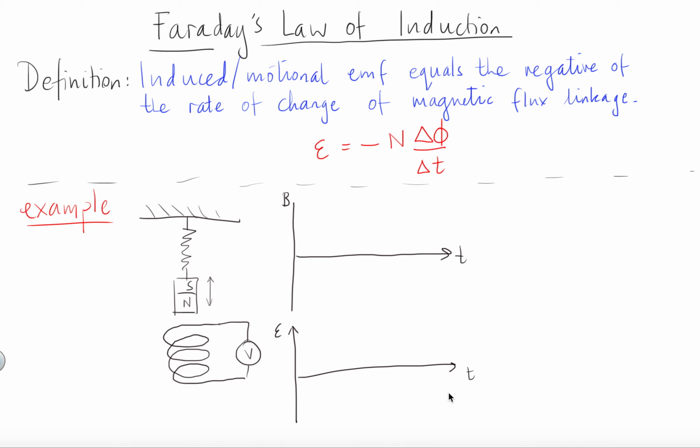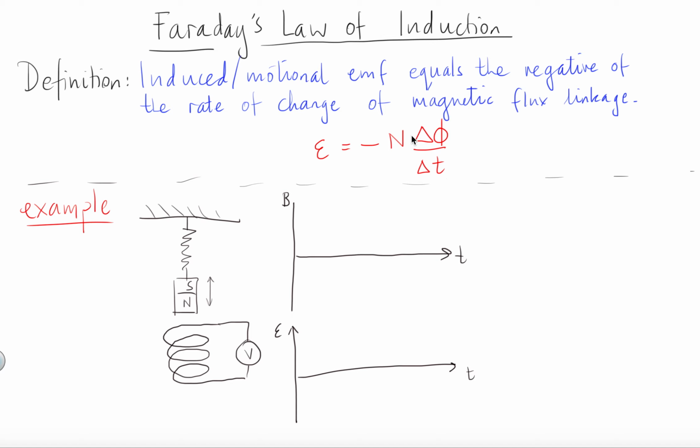In this video I'm going to talk about Faraday's law of induction, and there is a mathematical formula to go with this. But basically the definition of Faraday's law of induction says that the induced or motional EMF equals the negative of the rate of change of magnetic flux linkage, which we can see in this formula. Epsilon equals negative n delta phi over delta t.